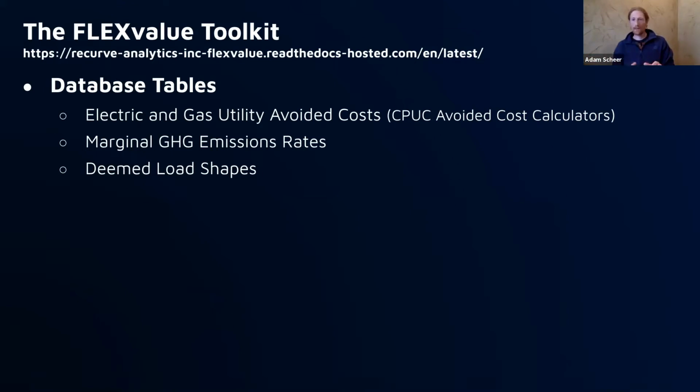So one of the things that we've done in releasing this open source code package is to put together databases that you can download directly. Among these databases are the electric and gas utility avoided costs. If you're familiar with the avoided cost calculator itself, it's something that the CPUC puts forward every year. And E3, the consultant, has done a lot of great work in putting together the avoided cost. This is a really phenomenal resource.